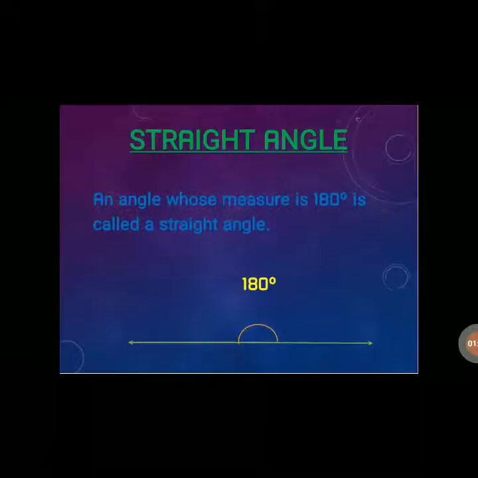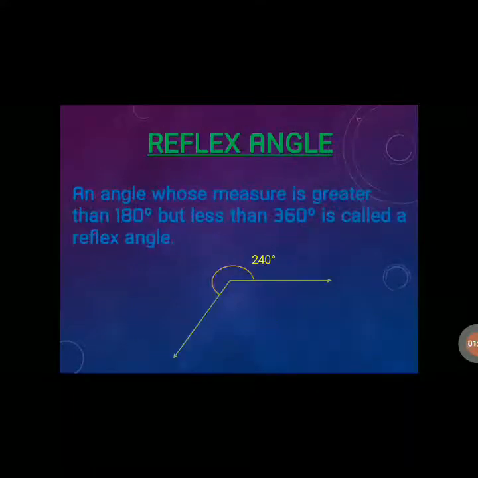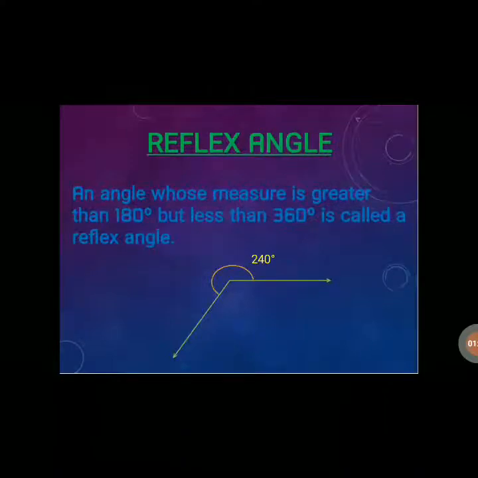Straight angle. An angle whose measure is 180 degree is called a straight angle. A straight angle is a straight line. Reflex angle. An angle whose measure is greater than 180 degree but less than 360 degree is called a reflex angle. Angle 240 degree you can see on your screen.